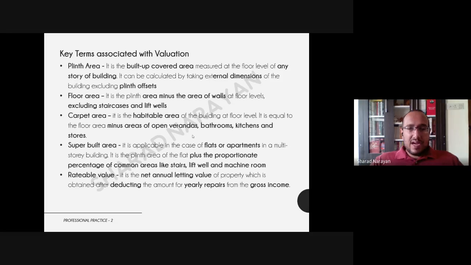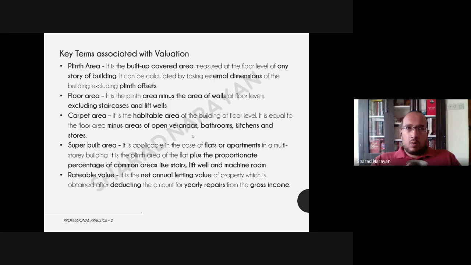So the next one, rateable value. It is the net annual letting value of a property, which is obtained after deducting the amount of yearly repairs from the gross income. This may be a little confusing over here. Gross income talks about the amount of return that you're about to get from a particular property. Your income from a property is basically through rental amounts, through lease amounts.